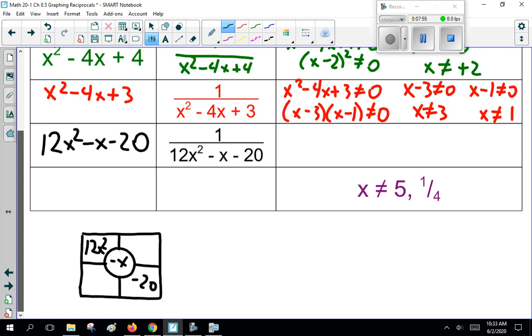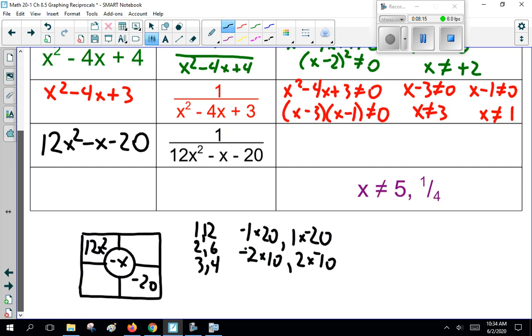The factors of 12 are 1 and 12, 2 and 6, 3 and 4. Factors of minus 20 are minus 1 times 20, or 1 times minus 20, minus 2 times 10, or 2 times minus 10. Can't divide 20 by 3. You can divide it by 4. Oh, crap. 3 choices for the first and 6 choices for the second.